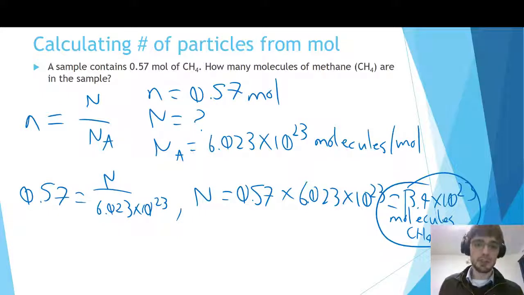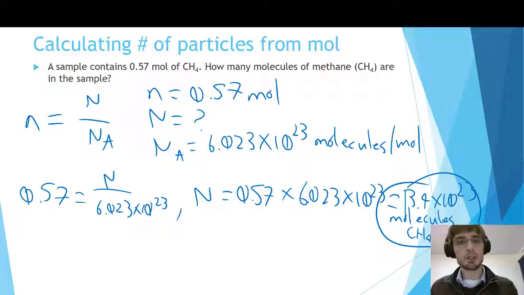So hopefully from these examples you can see what I'm getting at, and you should be able to apply these different calculations to whatever's in your textbook or whatever questions have been given to you. All right, so next I'm going to be going over conversions between masses and molar masses and amount of mole, but that'll be in the next video.